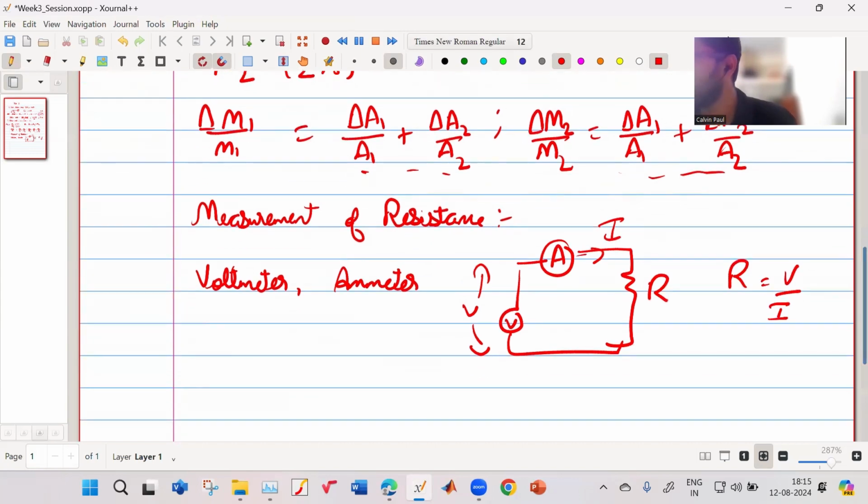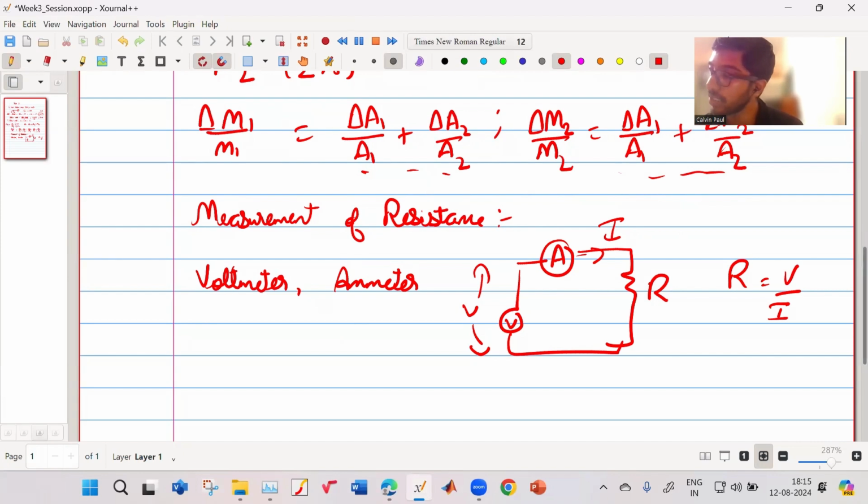But this is a crude way to do it, right? Because you know that the voltmeter is not ideal, your ammeter is not ideal, and there are certain errors in that. There are certain internal resistances in that, and they affect the actual current or the actual voltage across your resistance. It will differ. Okay. So this is not a good way.